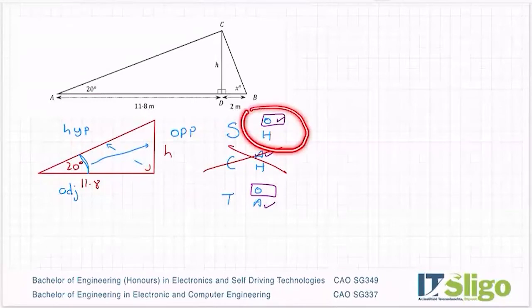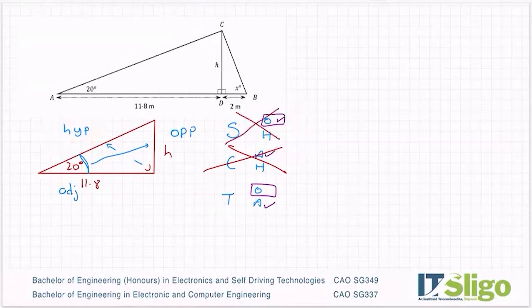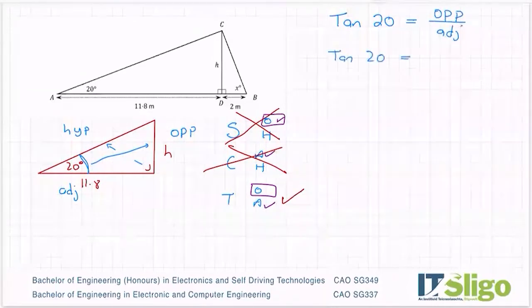This one is opposite over hypotenuse. I don't know the hypotenuse, so it's not much good for this particular question. So the right one to use is tan. Okay, so what you say is tan of the angle, and I know what the angle is in this question. It's 20 degrees. So tan 20 is equal to opposite over adjacent. So tan 20 is equal to opposite, which is H, over adjacent, which is 11.8.